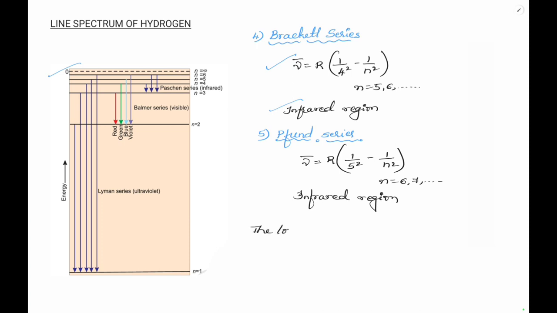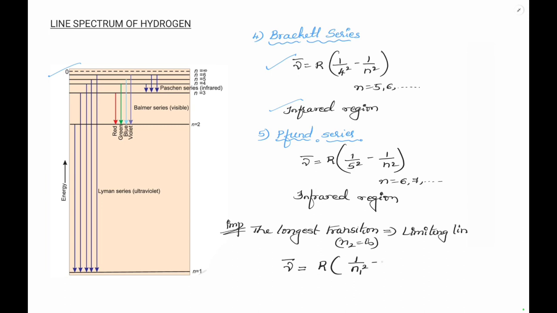The longest transition, that is for n2 equal to infinity, is called the limiting line of the spectrum. This point is important to remember, that the longest transition corresponds to the limiting line. If I want to write a general expression in the Rydberg's equation for the limiting line, I can write it as R into 1 by n1 square. Since it is the longest, this n2 value is taken as infinity.